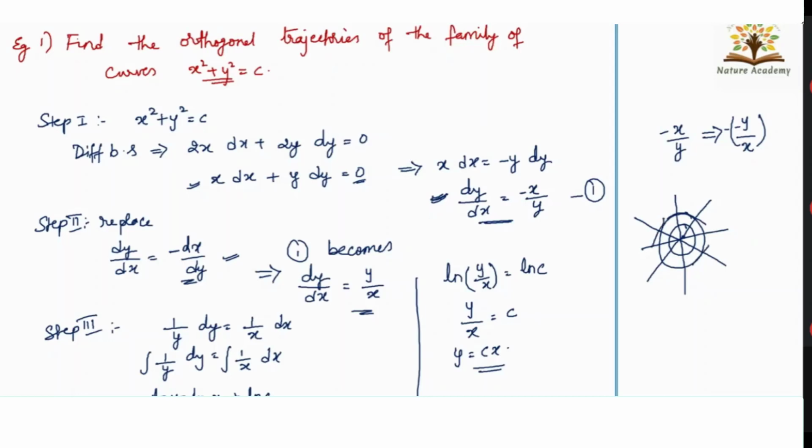They are known as orthogonal trajectories. For this, the equation is y is equal to cx. For this circle, the equation is x square plus y square is equal to root c whole square, which they have given in the question. See how interesting it is. We have started with the circle. We have ended up with the straight line.